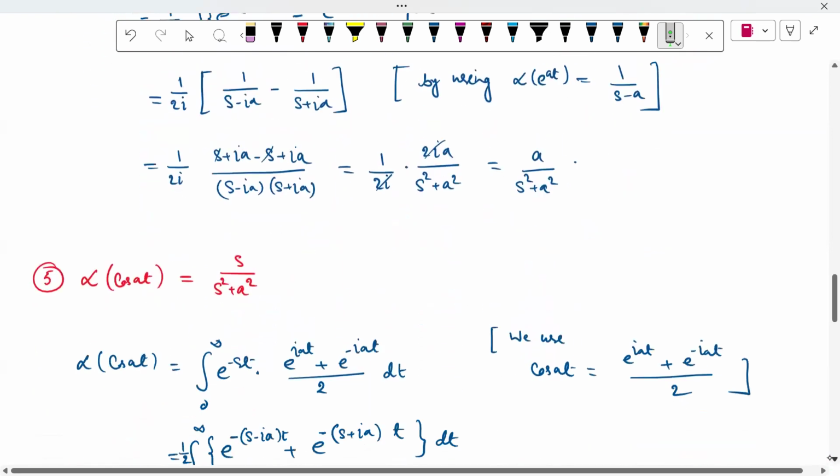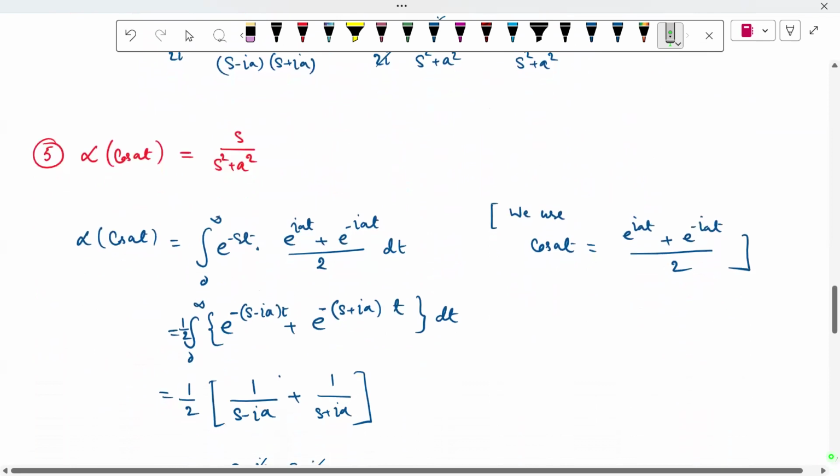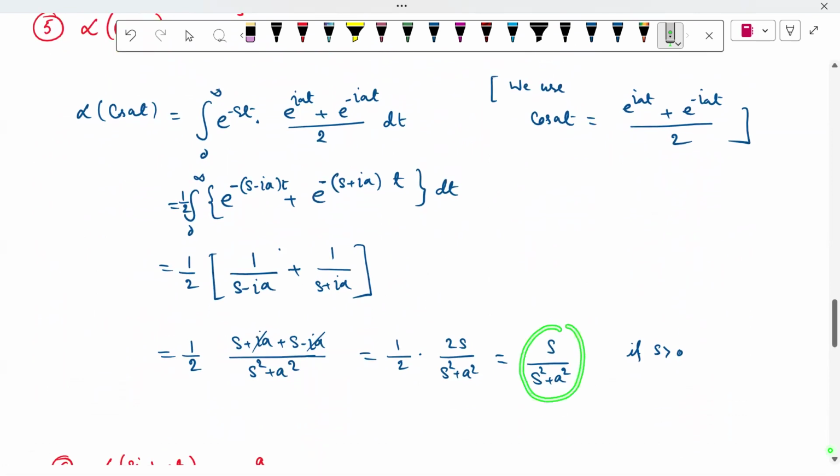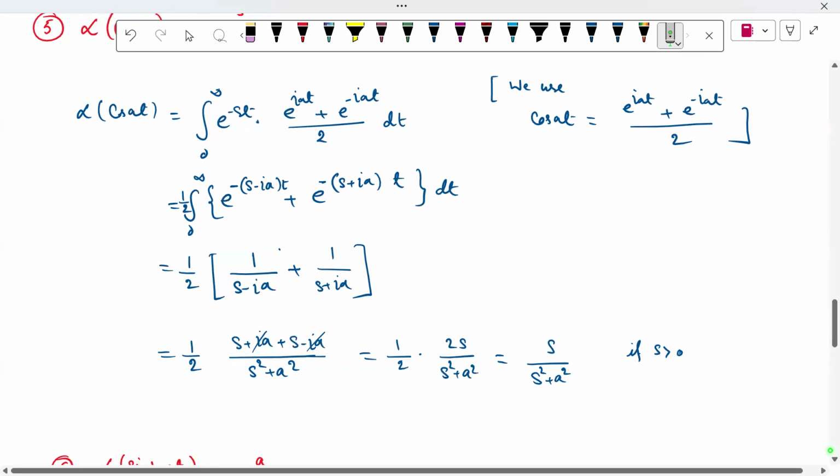Similarly, we can also obtain the Laplace transform of cos at. For that, we use this formula: cos at is equal to e to the power iat plus e to the power minus iat, by 2. We put in the value, and using the previous theorem with a simple calculation, we obtain that the Laplace transform of cos at is given by s by s square plus a square. So just remember that for sin at we have a in the numerator, and for cos at we have s in the numerator, and the denominator is always the same.